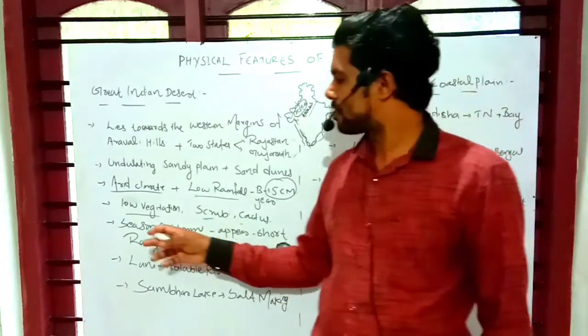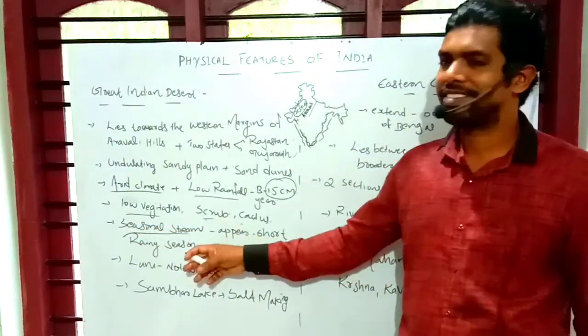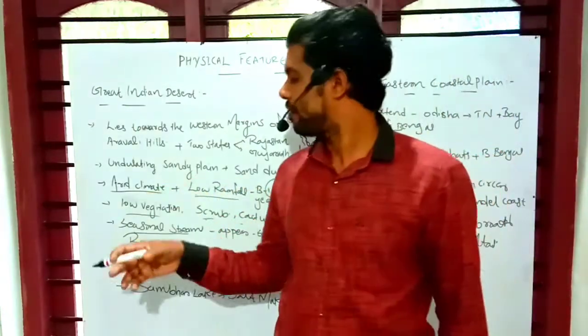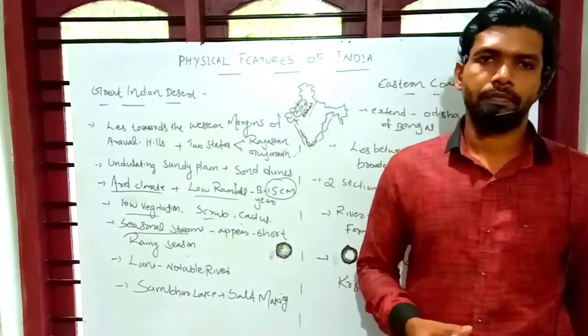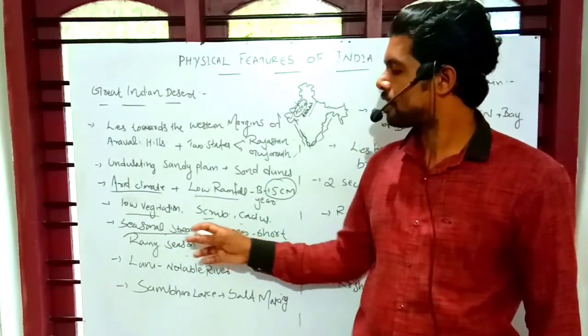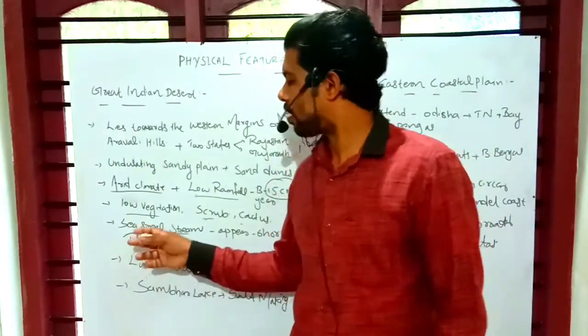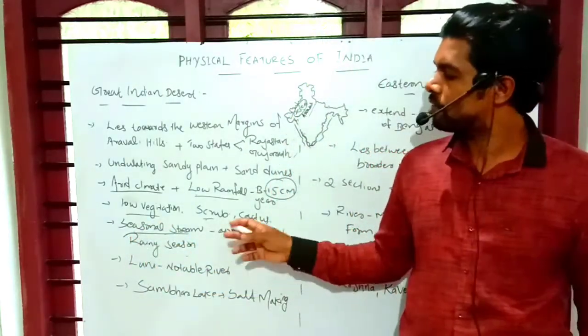In the Great Indian Desert, seasonal streams appear only at the time of the short rainy season. After the rainy season is over, these streams vanish or disappear from this region.